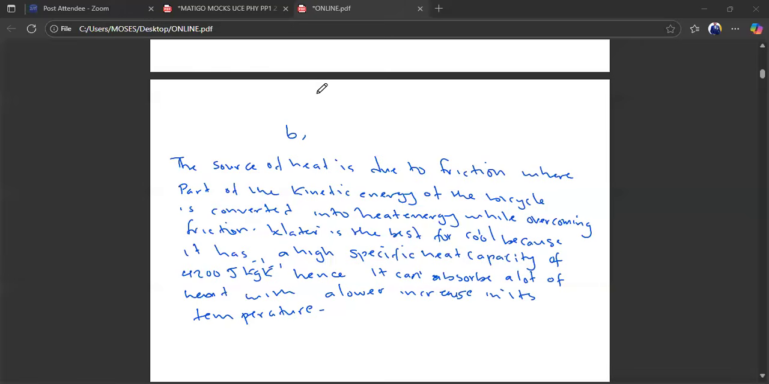Because mercury is a metal, what does it mean? It has a low specific heat capacity, so it can easily absorb heat. So the reason shouldn't be about boiling point. It can be there, but it is not the actual reason why water is being used.